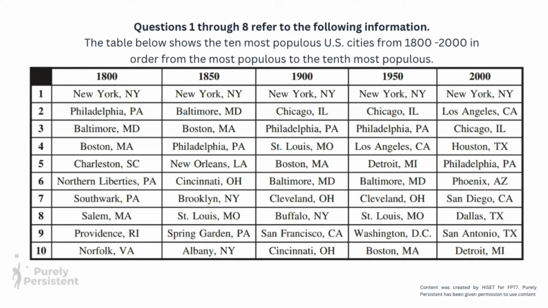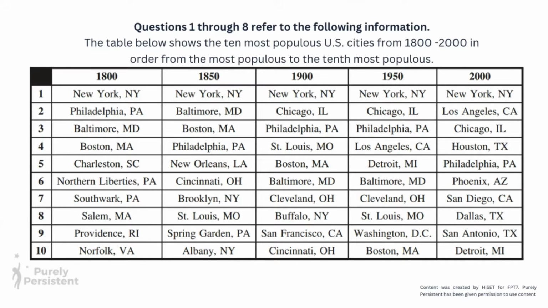So here we have our x-axis going across. We have 1800, 1850, 1900, 1950, and 2000. So broken into 50-year increments. And then on the y-axis going down, 1 through 10, the most populous to the 10th most populous.